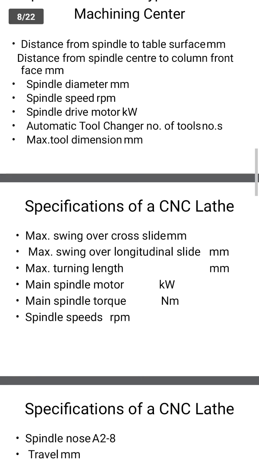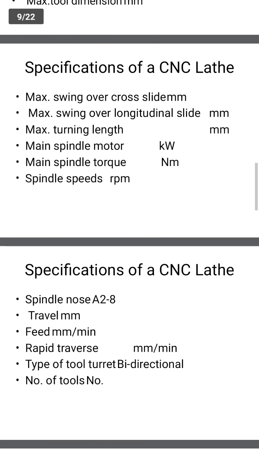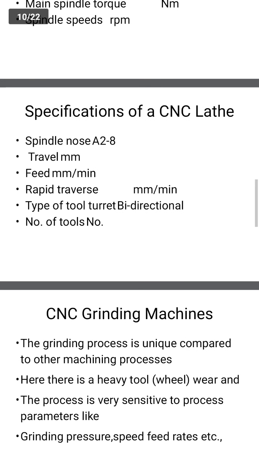Next, specifications of CNC lathe. Some specifications also exist for a CNC lathe. Main spindle motor, turning length, main spindle speed, spindle feed, rotation, how much rotation, ATC tool changer, spindle control, tool slots, how many slots it has, rapid traverse. All these are specifications of a CNC lathe.